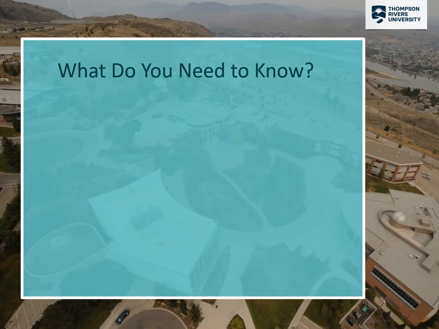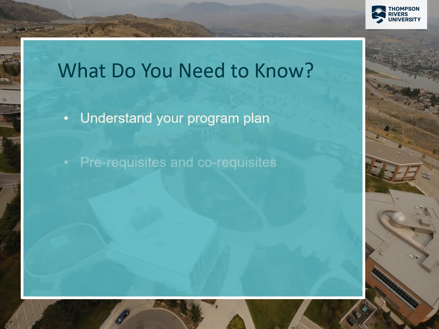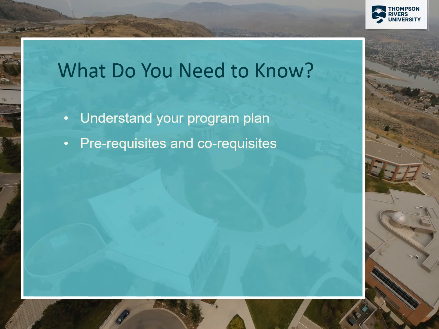Here's what you need to know. Understand your program plan. Prerequisites and co-requisites, what are they and if you need to do them? Planning your program, and also academic integrity. Academic integrity is important for all our students to be aware, so it's worth mentioning here.